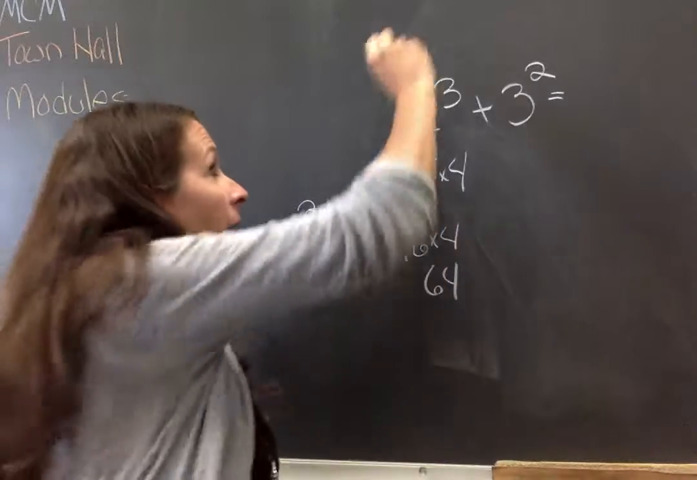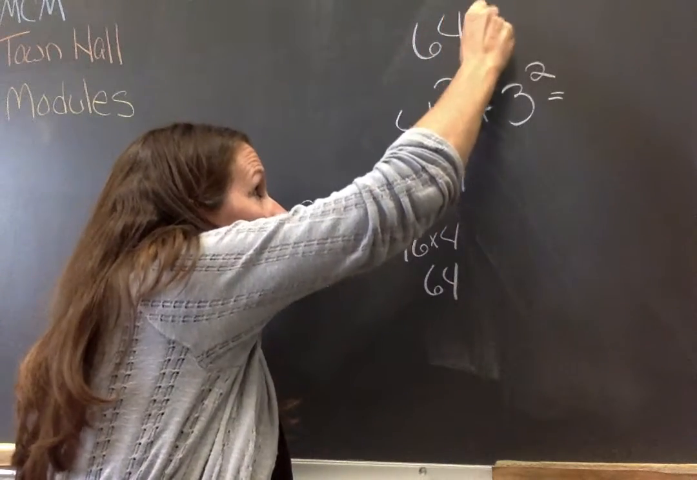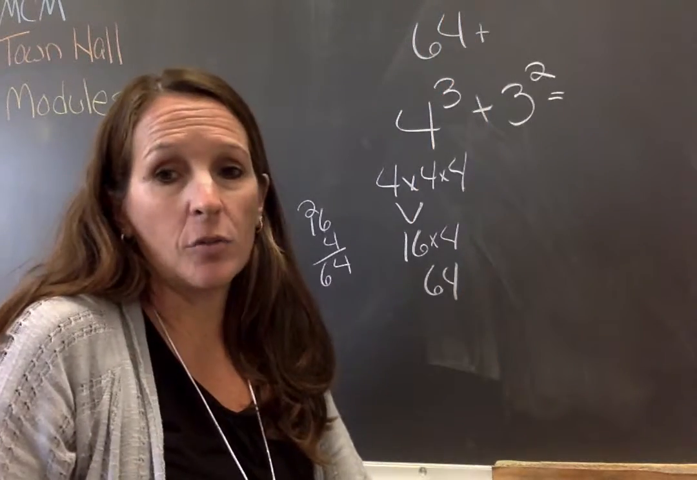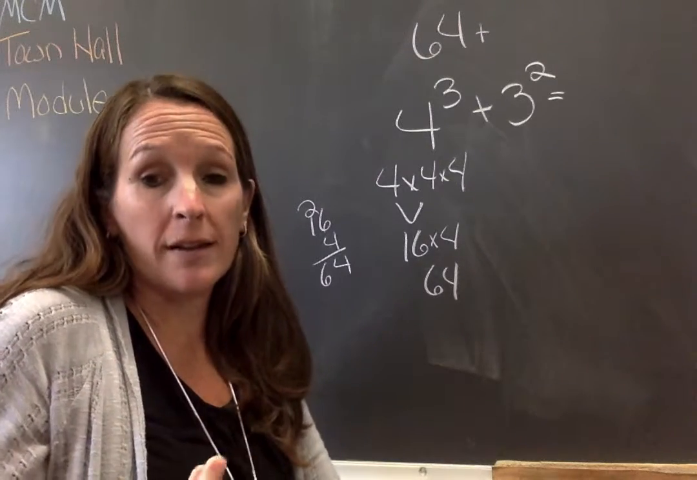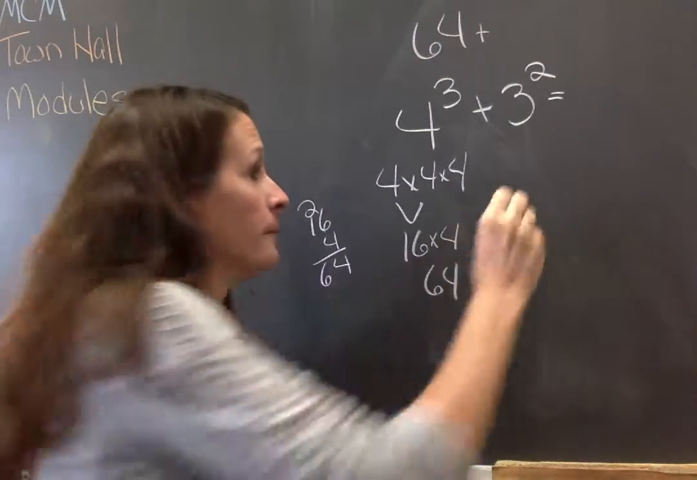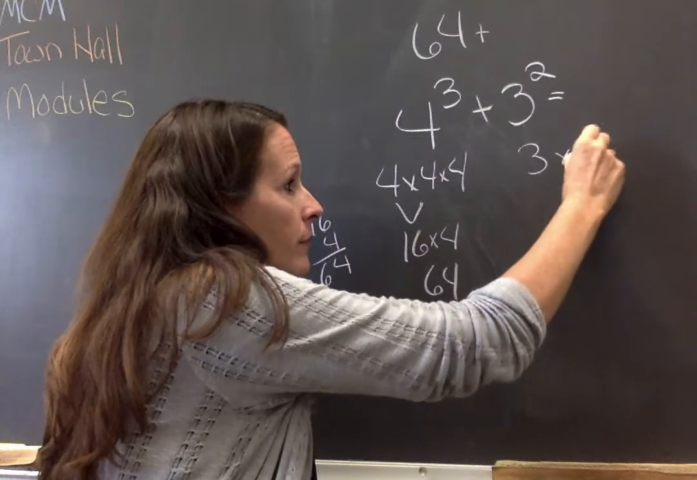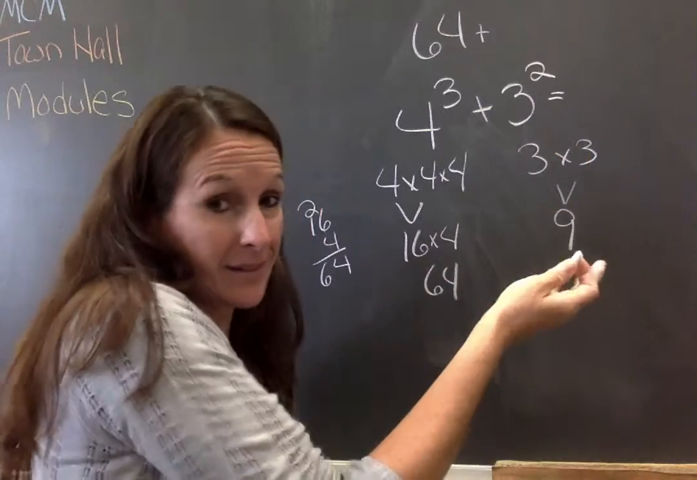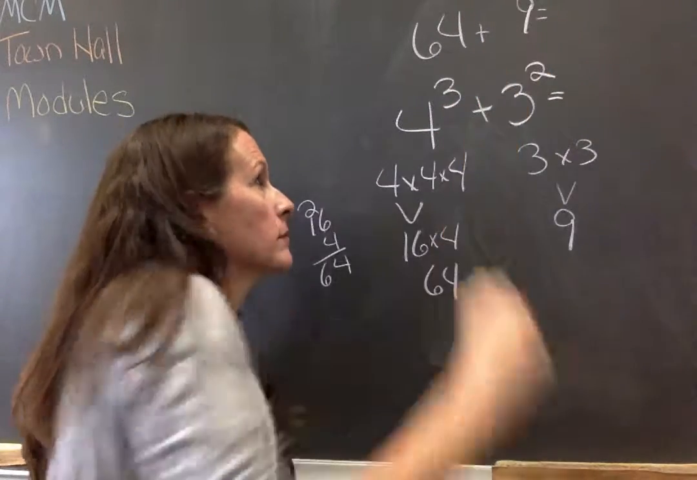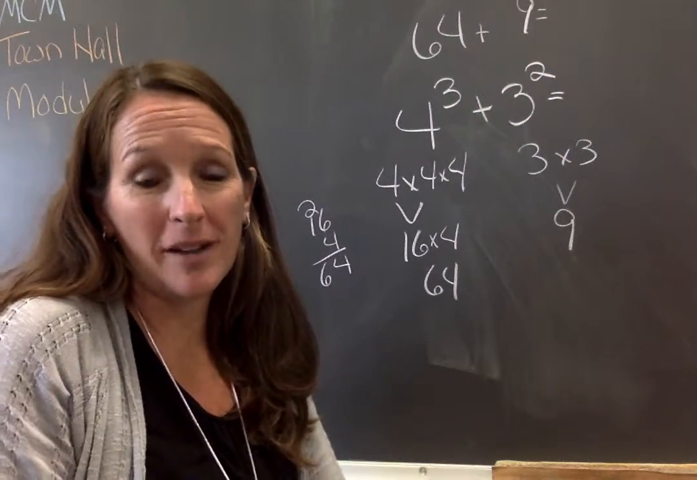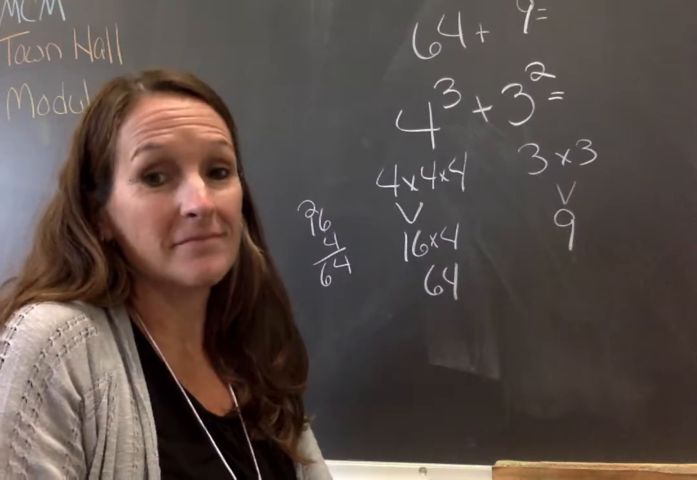So I'm going to have 64 plus something. And 3 squared, you should be able to do in your head, but we're still going to write it down. 3 squared is the same as 3 times 3. That equals 9. So then at the top, I have 64 plus 9. 64 plus 9 is what? 73.